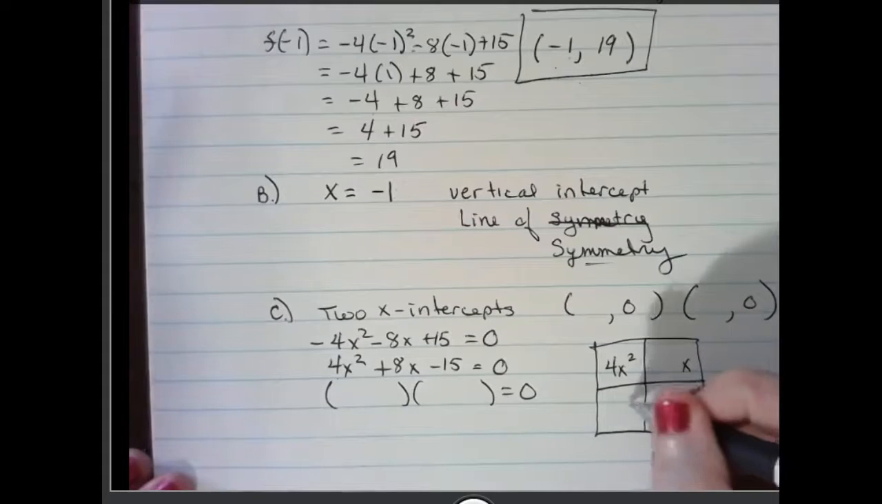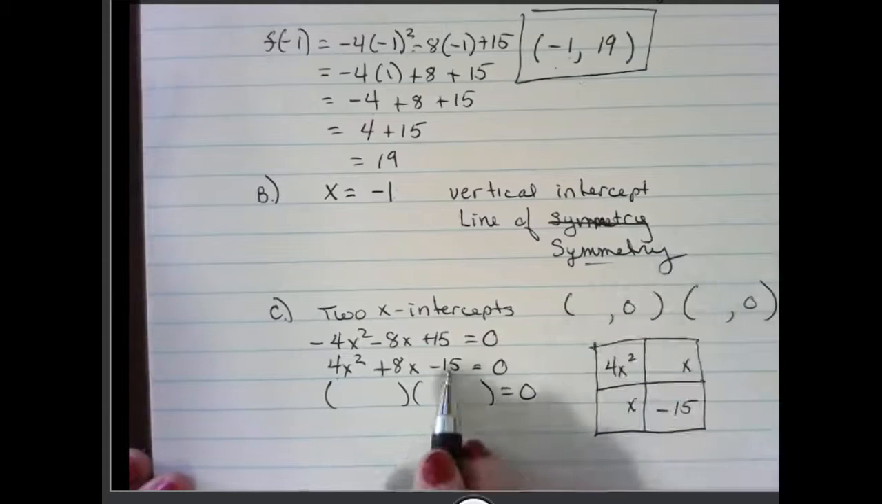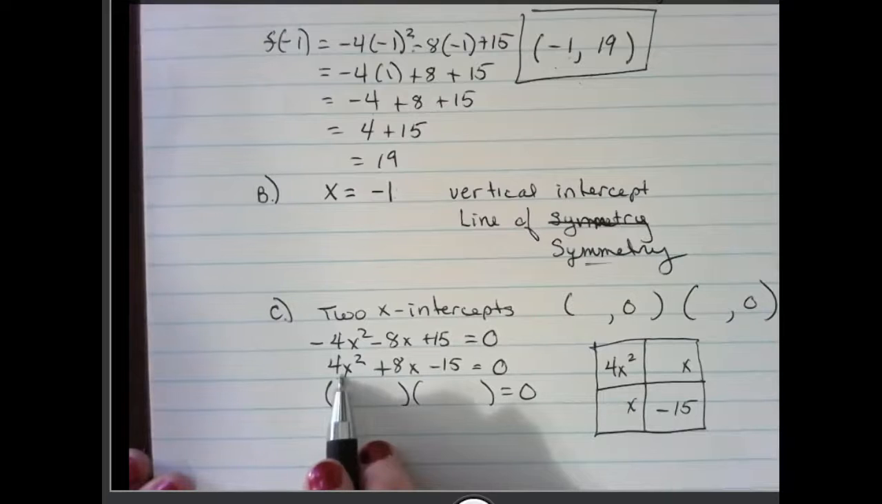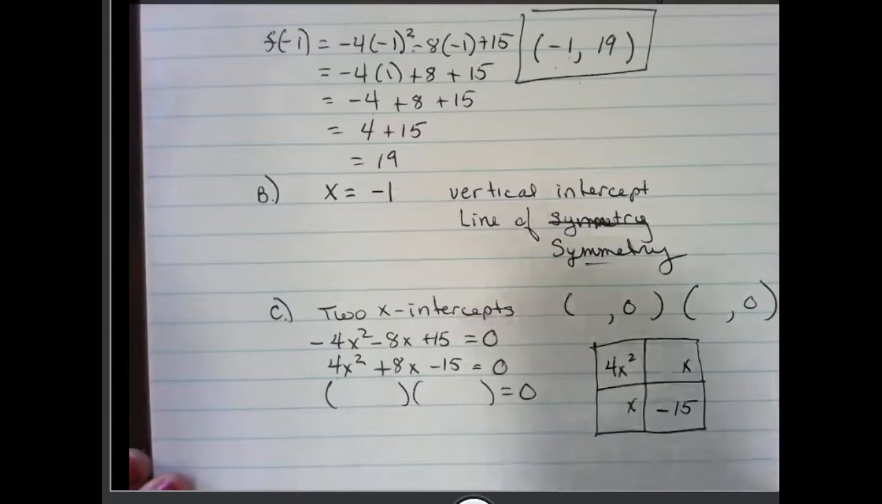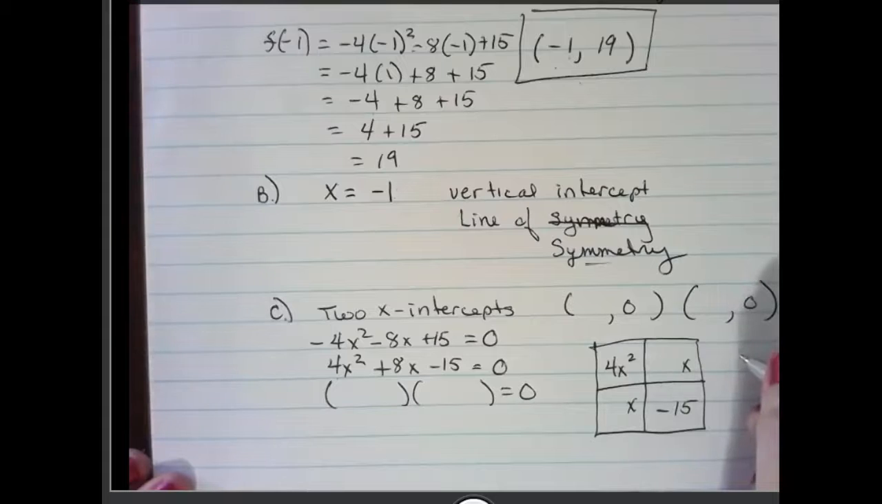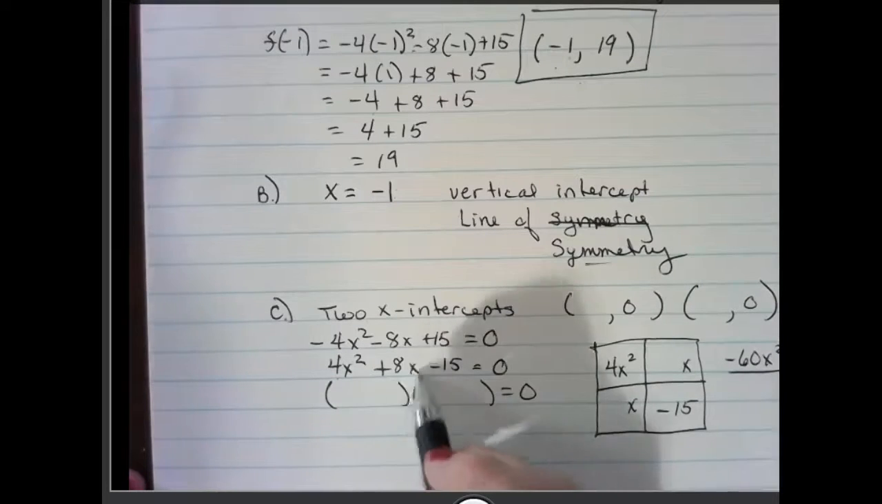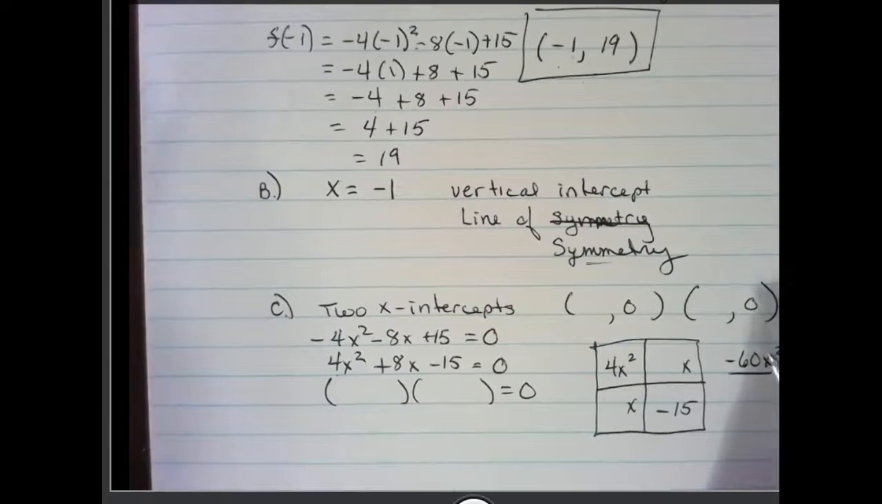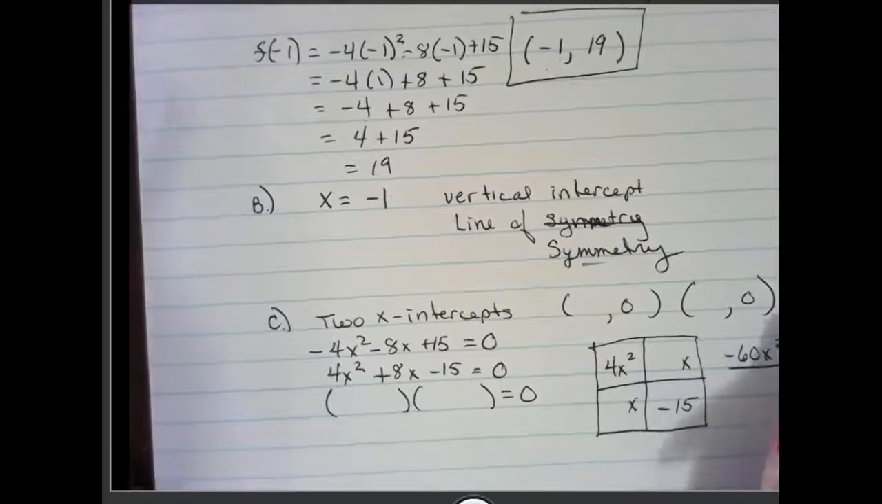and we know we're going to have an x and an x. -15 times 4x squared is going to give us a -60x squared, and we need to find the factor pairs of 60 or -60, and which one of those are going to give us an 8, which is our middle term. So let's take a look at that.